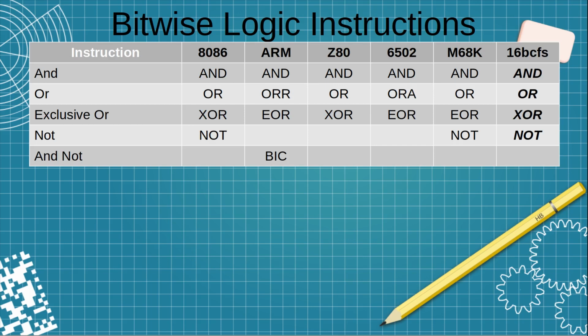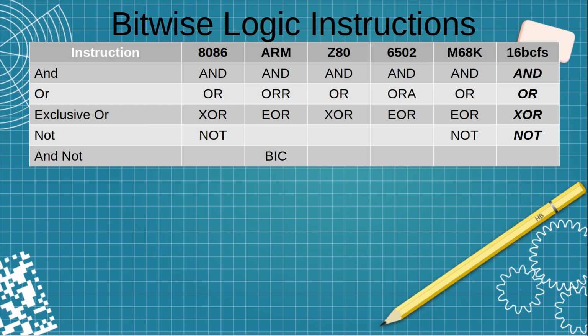Looking at the bitwise logic instructions, I did the same thing. I went out and looked at what instructions were available across several different processors, and I've decided I'm going to implement and, or, exclusive or, and not. Not is an interesting one because you can actually exclusively or a value with a 1 for each bit that is turned on, and effectively perform a not on that.